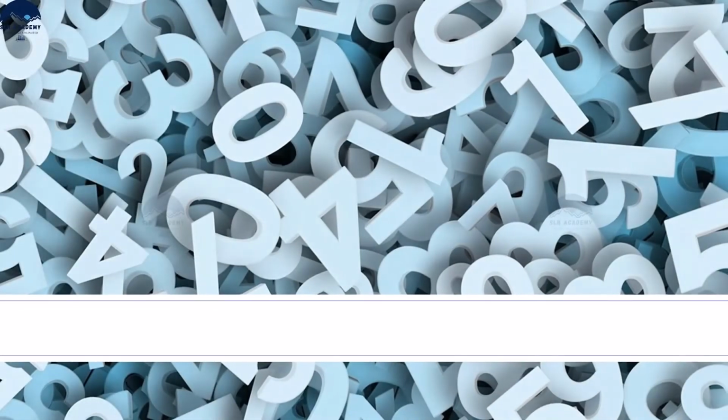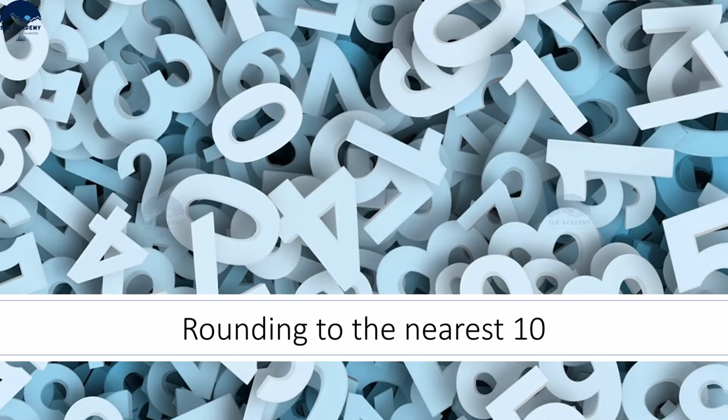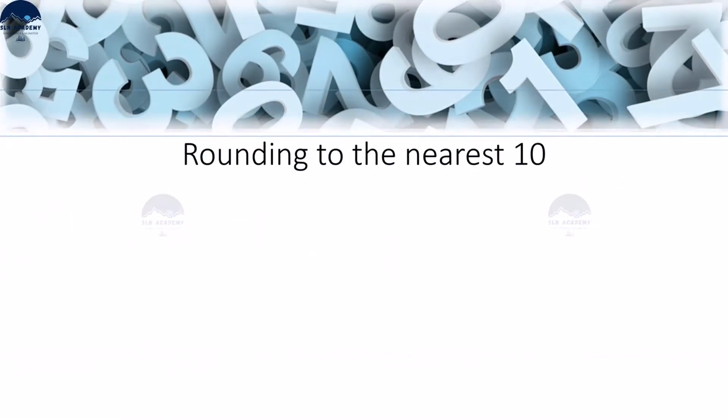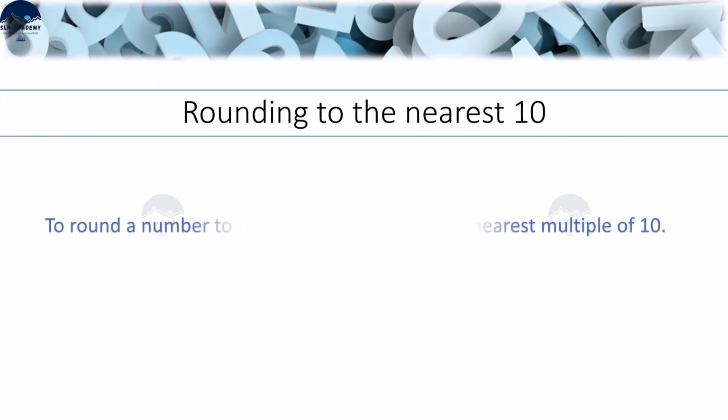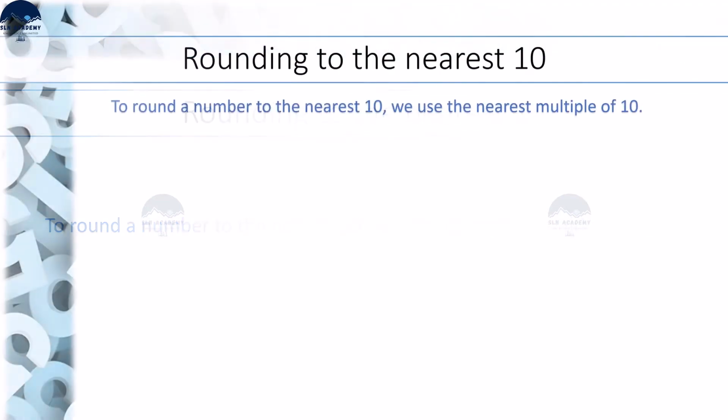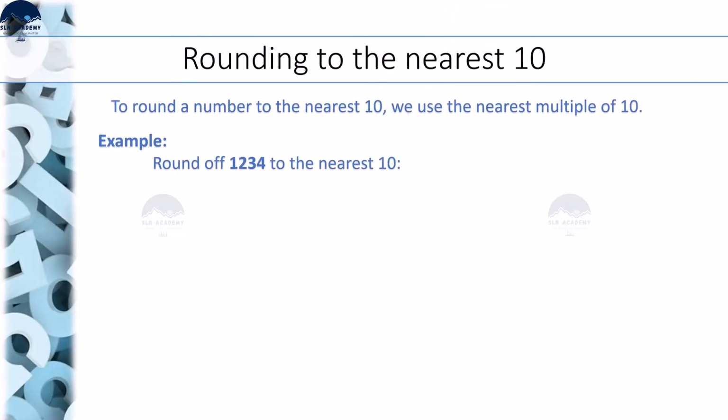Rounding to the nearest tens. To round a number to the nearest 10, we use the nearest multiple of 10. Let me give you one example. Rounding off 1234 to the nearest 10. Take multiples of tens nearby the number 1234.